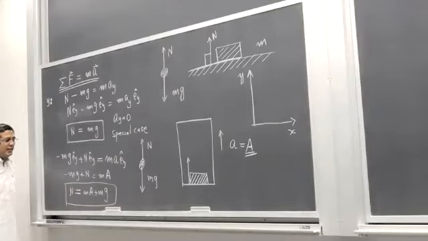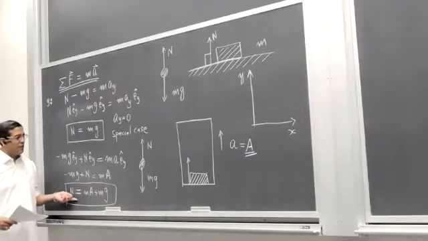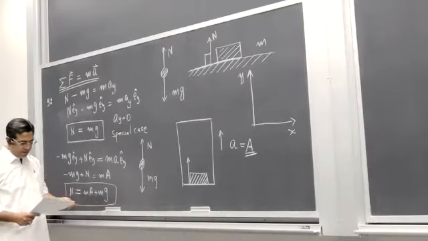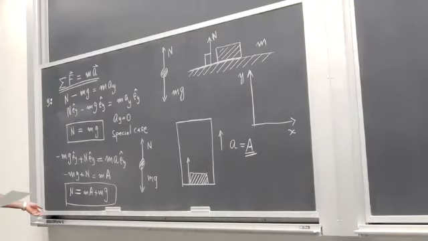So that's what I'm asking: is N, the normal force, larger than the weight of the object, or equal to, or smaller than? Larger, I think. Larger, yes, very good. So now the normal force is larger than the weight of the object.